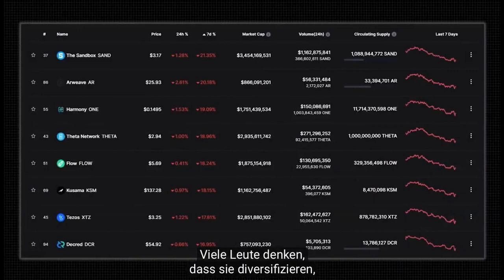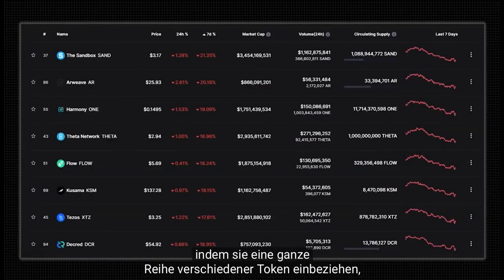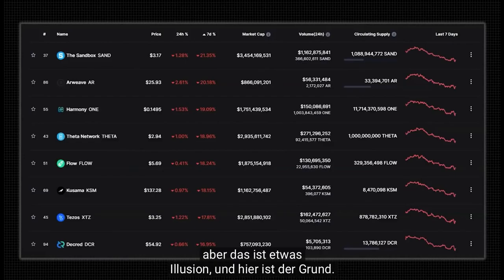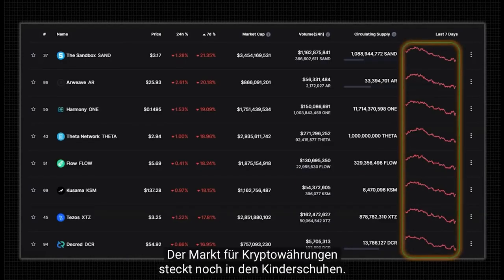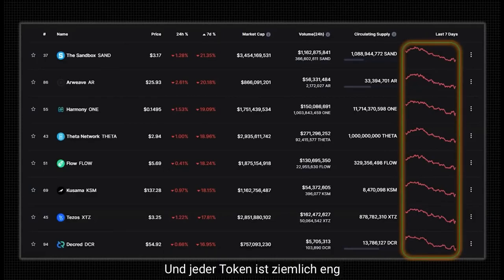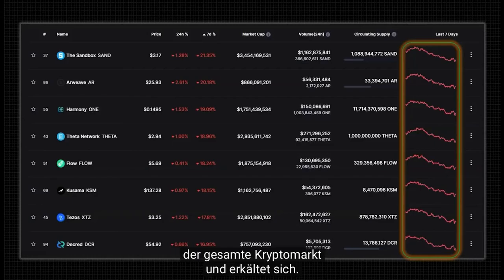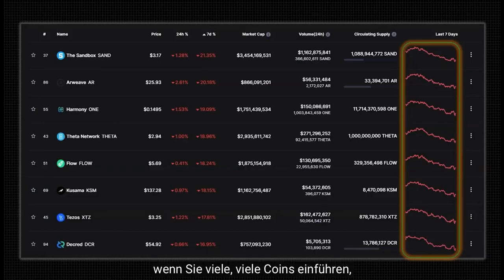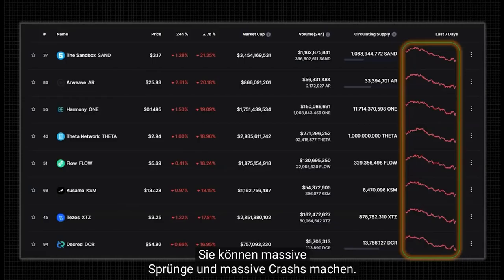A lot of people think that they're diversifying by including a whole range of different tokens, but it's somewhat of an illusion, and here's why. The cryptocurrency market is still in its infancy, and each token is quite closely correlated and coupled to the price action of Bitcoin. So if Bitcoin sneezes, the whole crypto market catches a cold. As you can see here along the right-hand side, it's almost like a mirror image, the price action. So you're not necessarily getting a whole lot of diversity by introducing many coins, especially the more unstable coins that are prone to high volatility, that have a low amount of liquidity. They can make massive jumps and massive crashes.